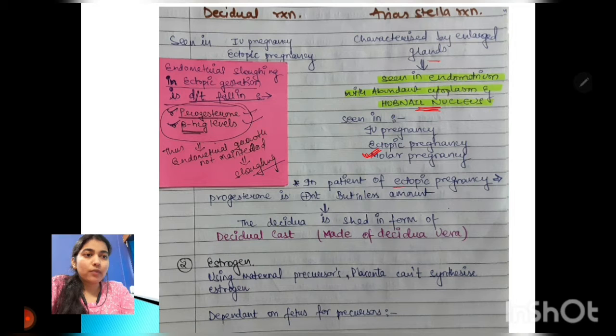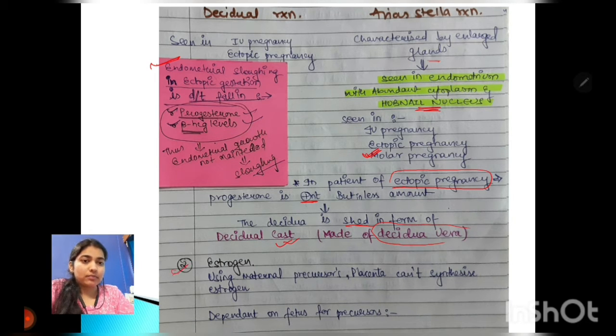In patients of ectopic pregnancy, progesterone is present but in very small amount, and the decidua is shed in the form of a decidual cast made up of decidua vera, which is the fused decidua capsularis and parietalis. So endometrial sloughing in ectopic gestation is due to a fall in progesterone and beta HCG levels. Thus, endometrial growth is not maintained in ectopic pregnancy.